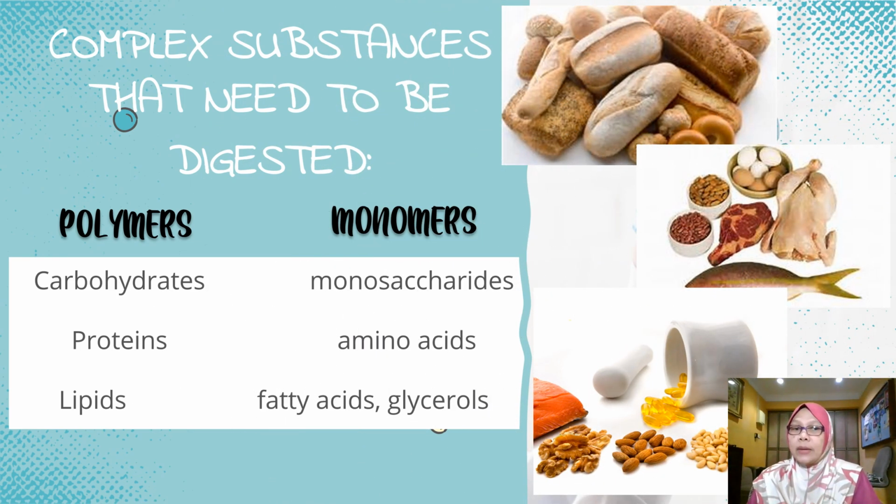Complex substances, sometimes we call them polymers, need to be digested to become smaller molecules, which we call monomers. For example, carbohydrates are polymers. They need to be digested to become smaller molecules, which we call monosaccharides. Proteins have to be digested to become amino acids, and lipids need to be digested to become fatty acids and glycerols.